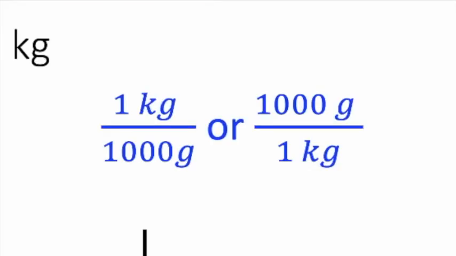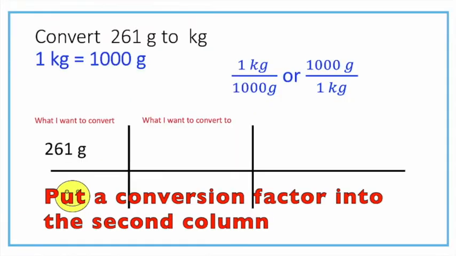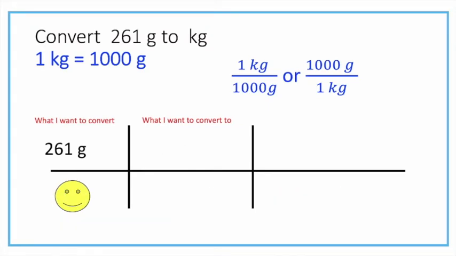I've got 1 kilogram over 1,000 grams. I could also have 1,000 grams over 1 kilogram. I'm going to put one of these into the second column, but I've got to figure out which way to orient it because I want to get rid of grams, but I want to convert to kilograms. So kilograms must go on the top.